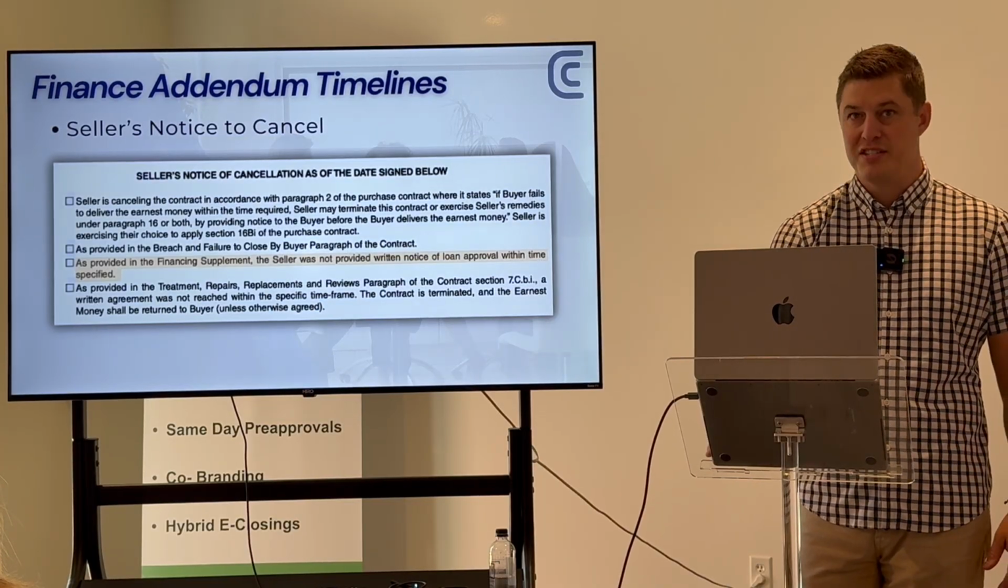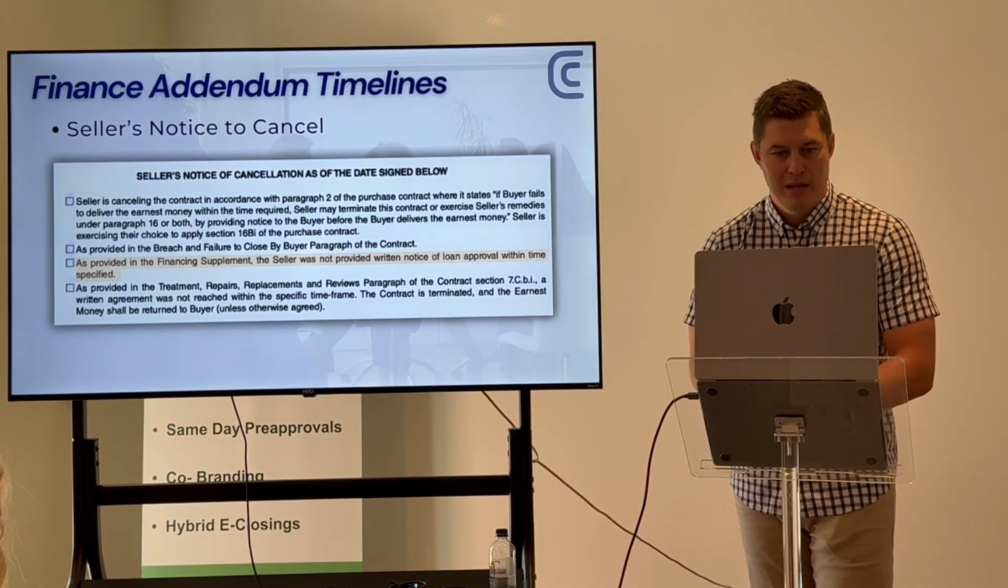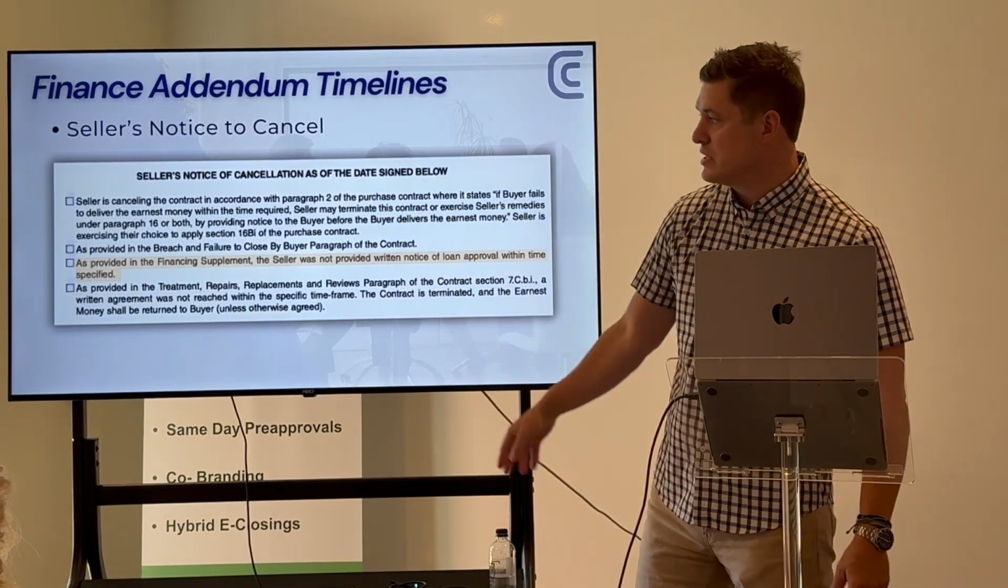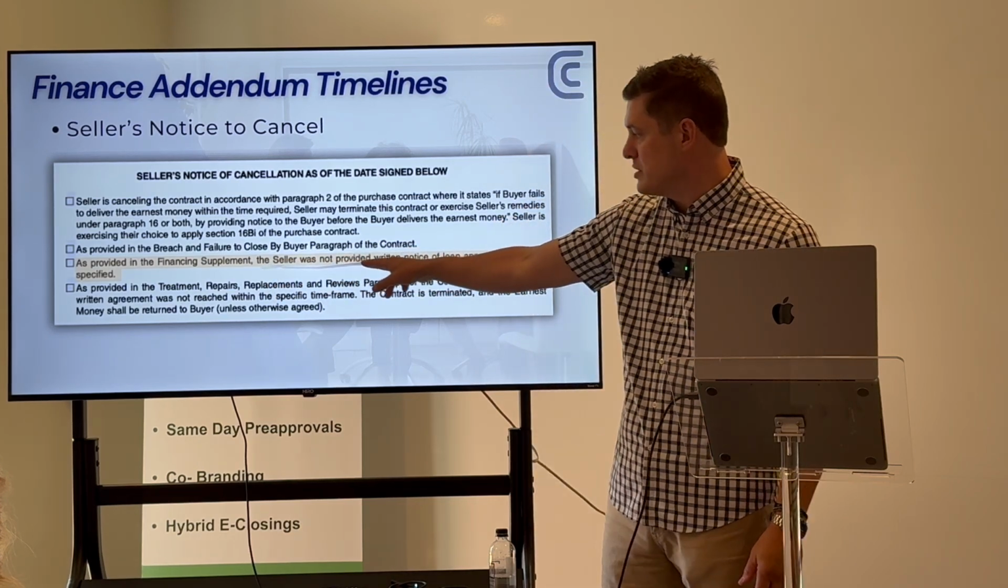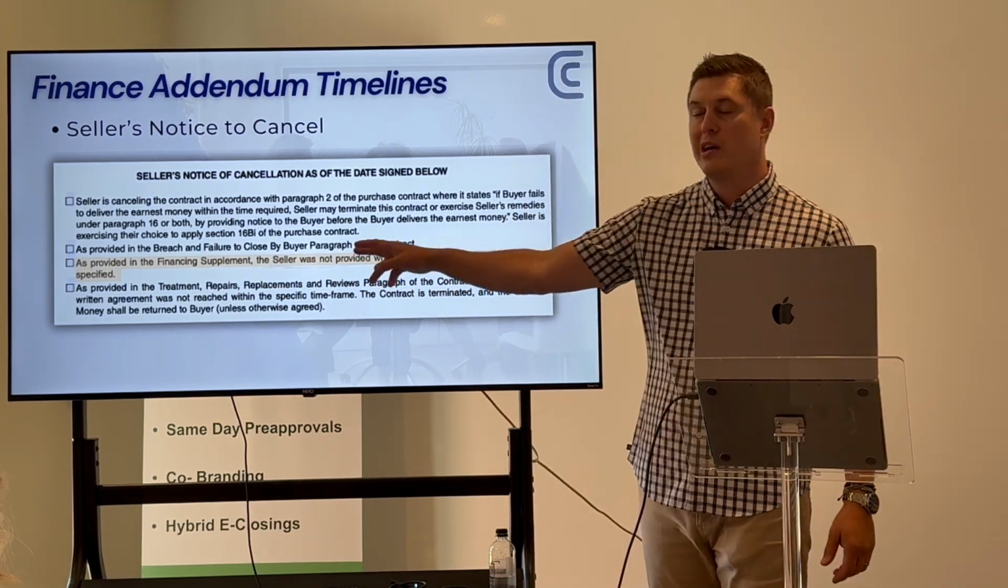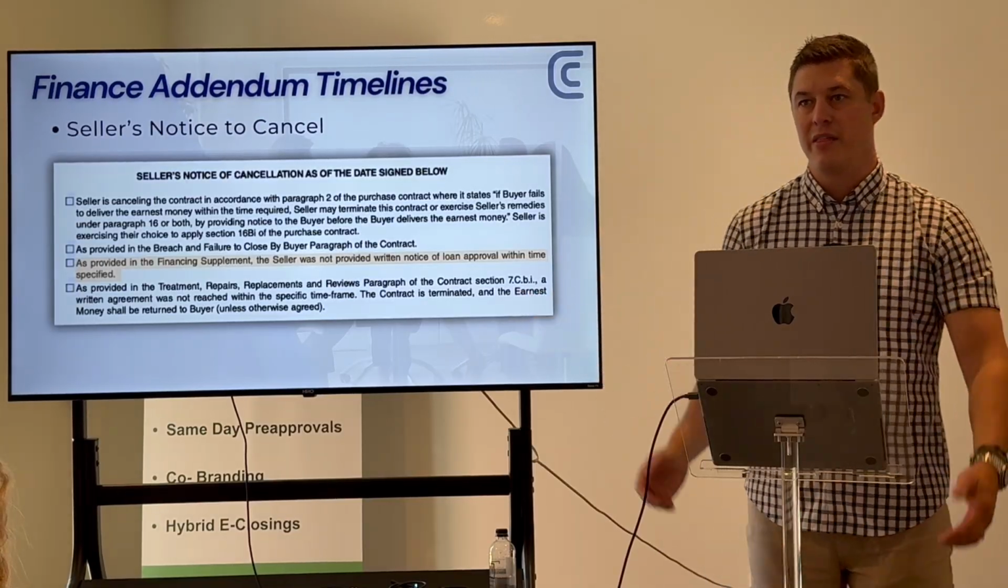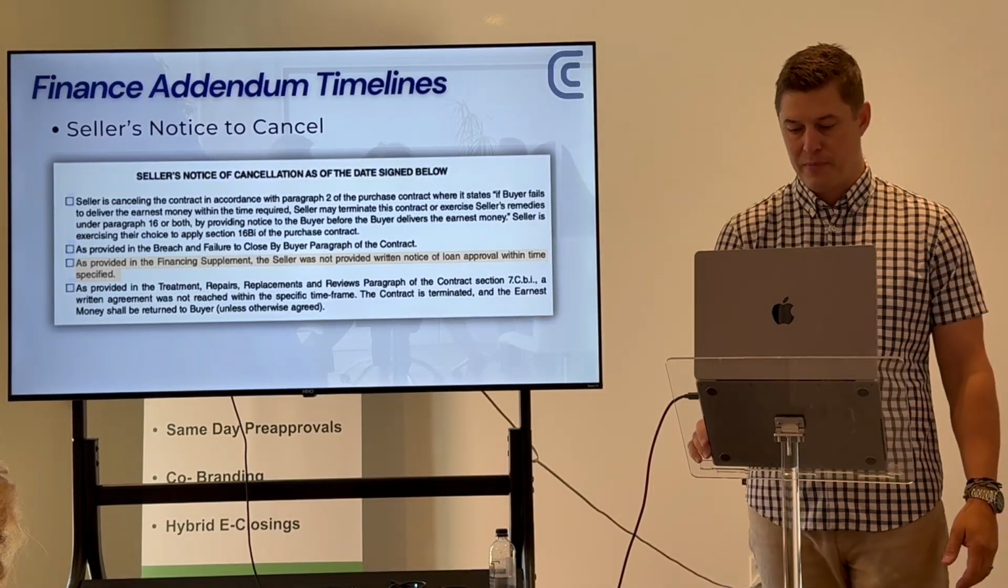All right, I'm going to get through the contingency stuff kind of quick. So this is the seller's notice to cancel. On the notice to cancel under the seller's section, you can say, as provided in the finance supplement, the seller was not provided with the written notice of loan approval within the time specified. So that's how you cancel if you haven't received that. Then they've got 4 days to respond to that.